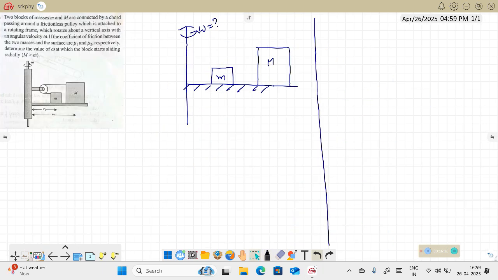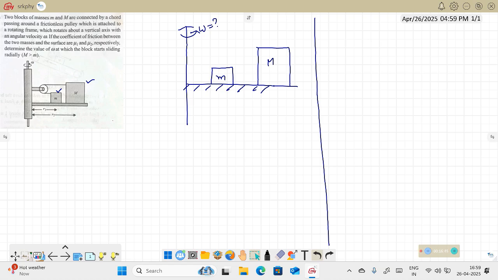Next model question, let's see what that question is. It is based on connected bodies and rotational motion, as well as applying the friction concept, rotational motion and dynamics. In this case, two block masses, small m and capital M, are connected by a cord passing over a frictionless pulley. You see this one, this is small m, this is capital M, both are connected by strings as you are looking here, and this is connected to one of the pulleys.